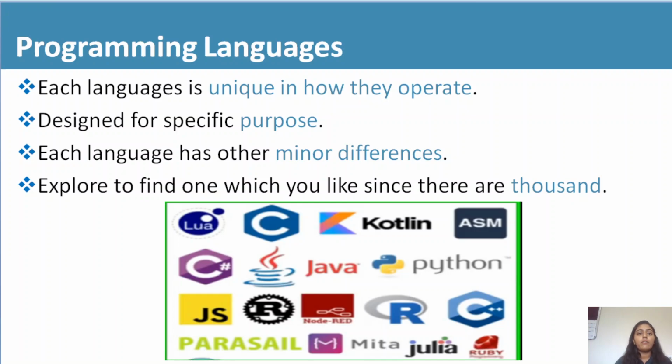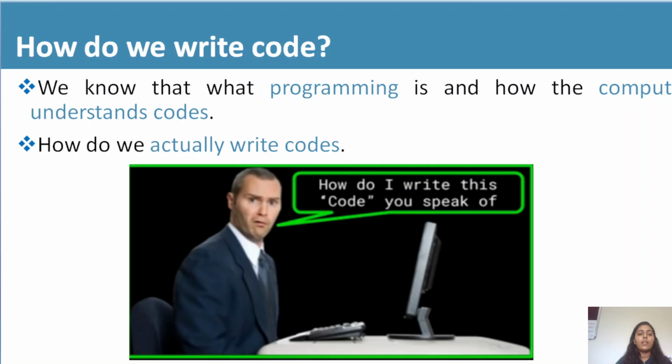Now, the programming languages: each language is unique in how it operates, designed for a specific purpose. Each language has other minor differences. Explore to find one which you like, since there are thousands, like Lua, C, Kotlin, ASM, C Sharp, Java, Python, JS, Node-RED, R, C++, Perl, Meta, Julia, Ruby.